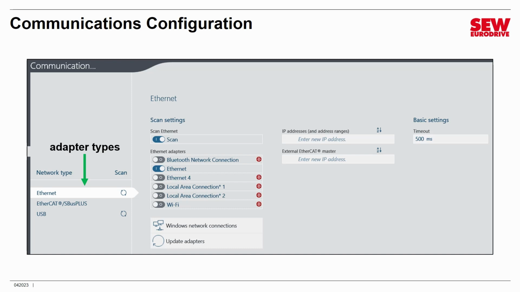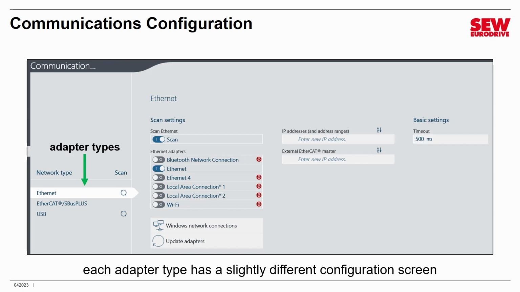Now, based on which adapter you choose, you're going to get a slightly different screen to the right of that. This is the Ethernet screen that's appeared here.